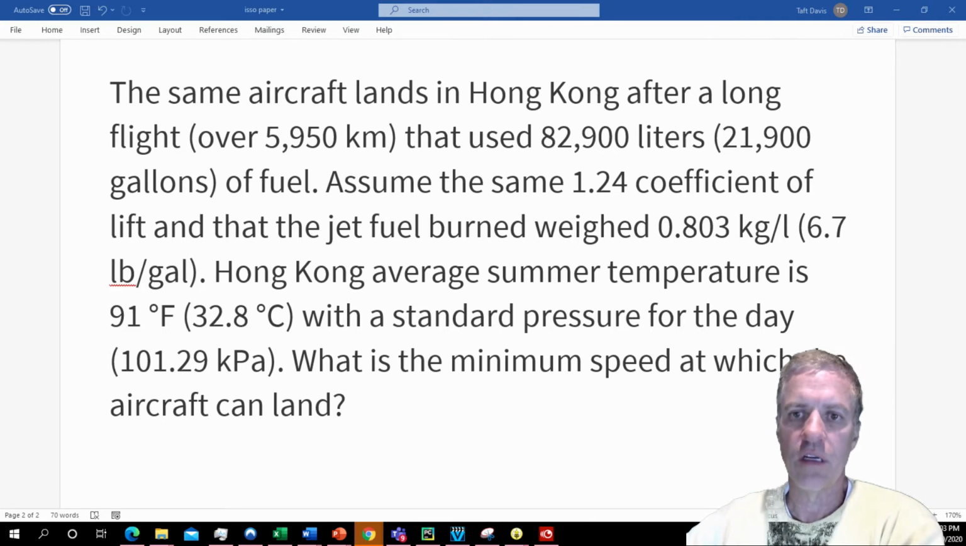Okay, the sailing aircraft lands in Hong Kong after a long flight, over 5,950 kilometers, that used 82,900 liters, which is 21,900 gallons of fuel. Assume the same 1.24 coefficient of lift, and that the jet fuel burn weighed 0.803 kilograms per liter, or 6.7 pounds per gallon. Hong Kong average summer temperature is 91 degrees Fahrenheit, or 32.8 degrees Celsius, with a standard pressure for the day of 101.29 kilopascals. What is the minimum speed at which the aircraft can land?